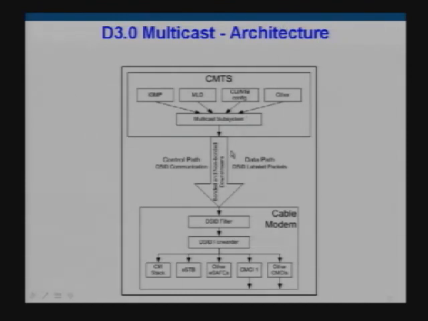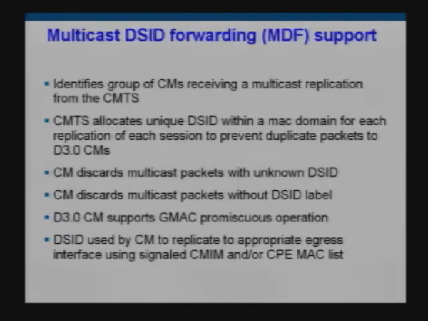Accordingly, in the data path, when the DCIP ladder packets are sent down, the cable modem DCIP filter will take care of filtering or forwarding the multicast streams corresponding to the DCIPs. Then again, some additional control data is provided by the CMTS. One way is to provide the explicit MAC address of the CPE that is participating in it, and accordingly it will forward to the corresponding outgoing interfaces on the CPE side. Any questions so far on multicast?